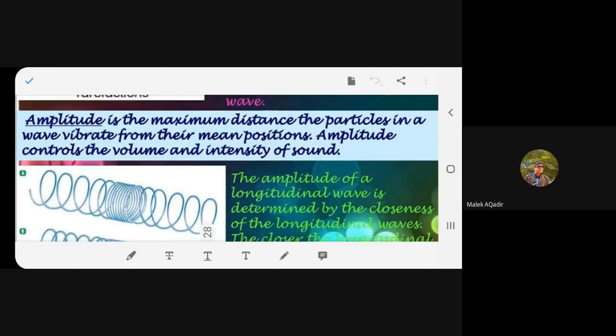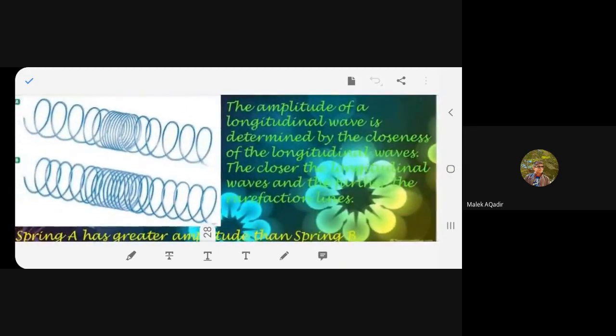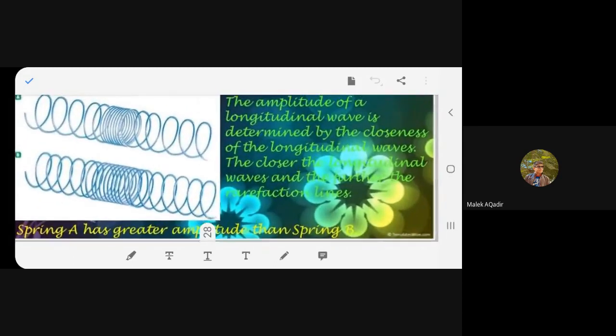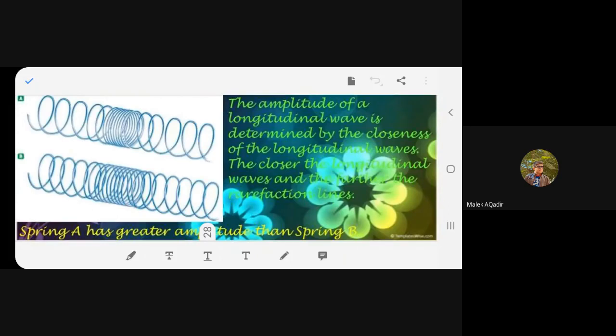Okay, beta? So, this amplitude depends on what? It depends upon the closeness of the waves. More close the waves, okay? If it's very close, it will be high pitched.